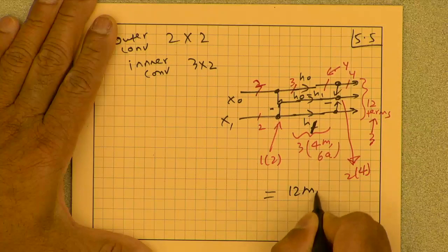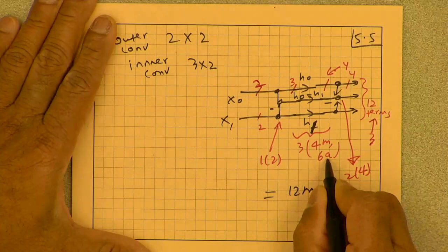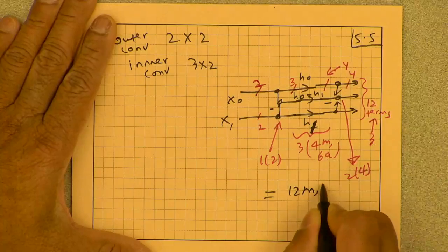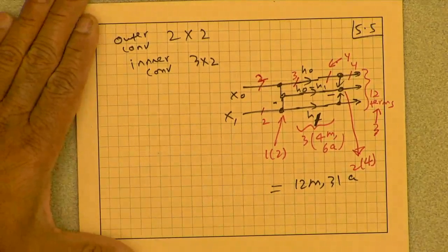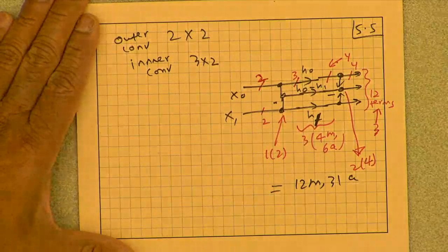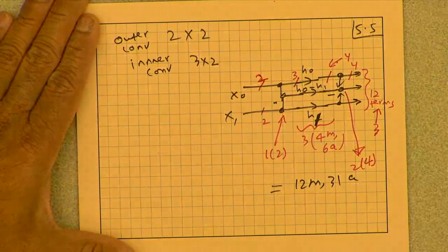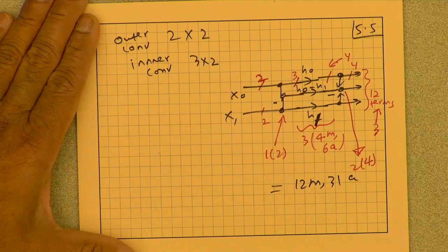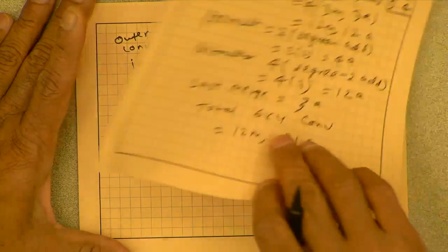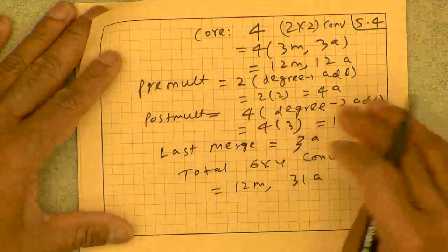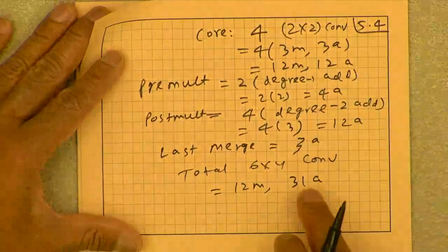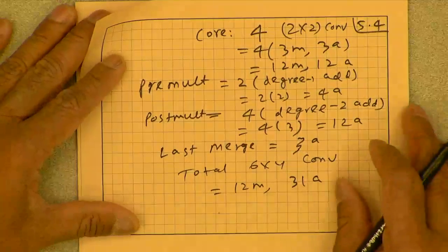12 multiply 2 plus 18, 28, 31. So the structure is going to be different, but the multiplication complexity is going to be exactly the same as what we computed before, which in this case was 12 multiplies. By the way, if you do 6 times 4, that is 24 multiplications. A straightforward brute force would require 24. I don't know how many adds, but we have 31 adds here.